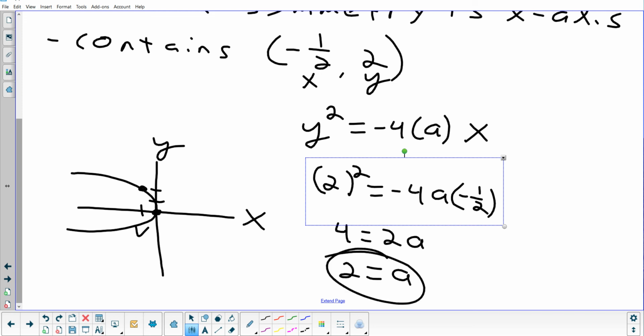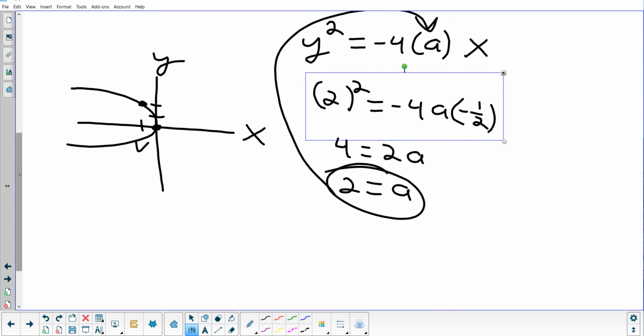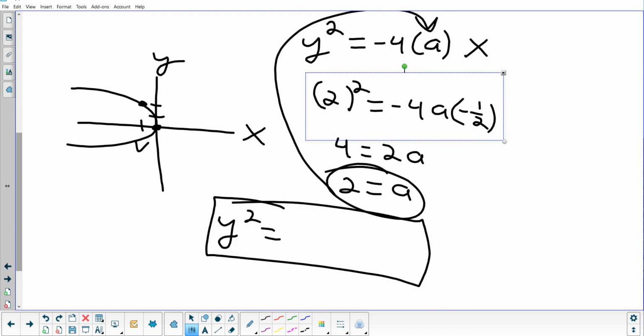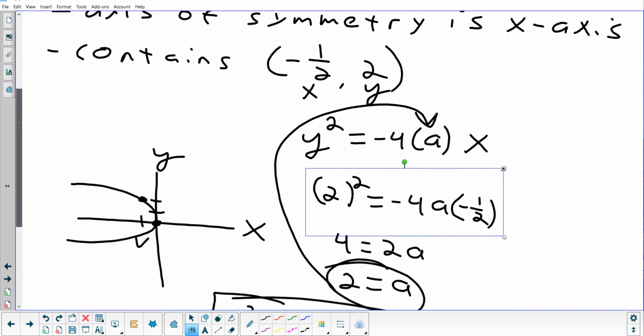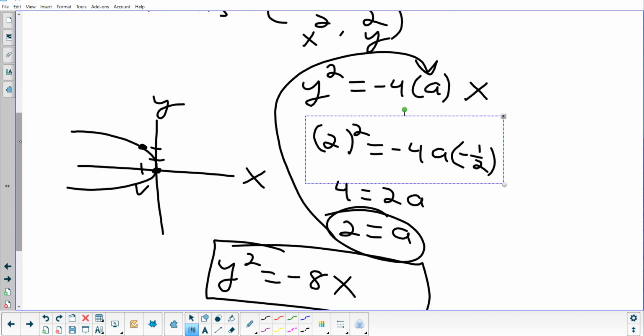So now go back, fill that in. Don't plug in for the x and the y. Just fill in the a and write the final answer. So what's my final answer here? -8x. Okay, so a little different because we had to find a in a different way. But once you get the idea of how to do this, it's all kind of the same.